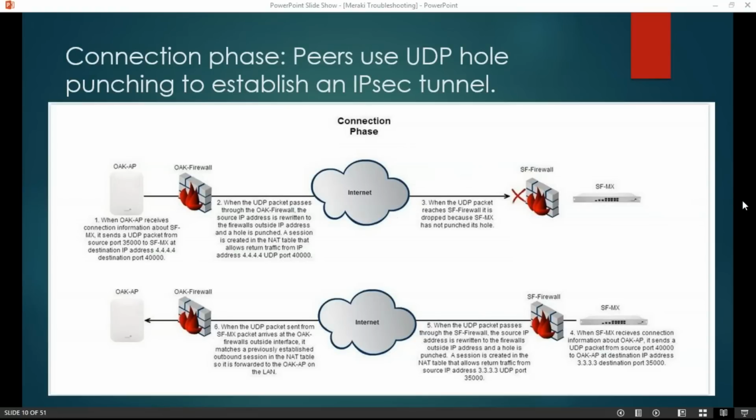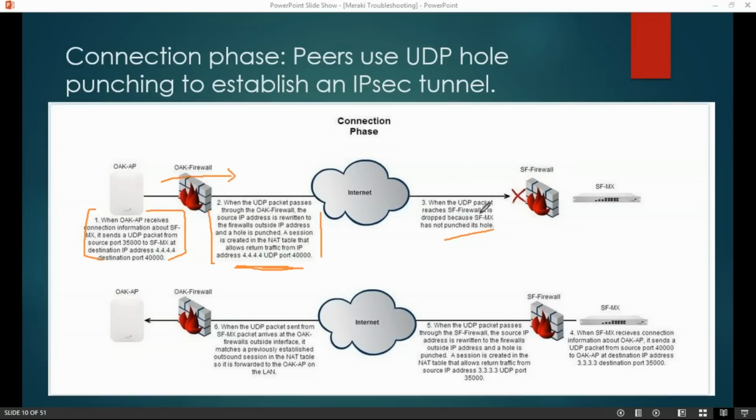Inside the connection phase, what is happening? First of all, my AP knows the source IP, and from the cloud it knows the destination port and public IP. Now it will send one packet, the outgoing packet. The outgoing packet means in the destination you have this UDP port number. It goes across the firewall, crosses the internet, and reaches here.